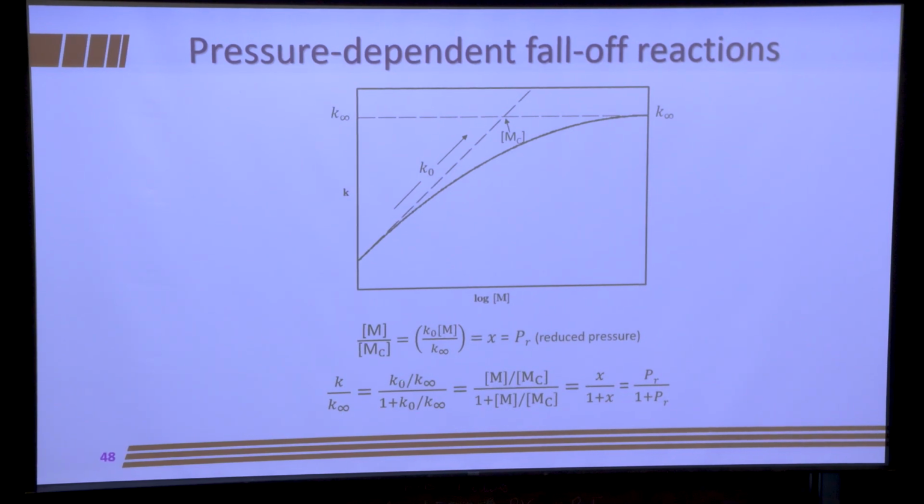That's equal to the low pressure rate constant divided by the high pressure limit rate constant, divided by 1 plus K0 over K infinity. And that's equal to the concentration of M divided by the critical concentration of M, all over 1 plus M over Mc. So that we can say is equal to x all over 1 plus x, or we write it as equal to the reduced pressure divided by 1 plus the reduced pressure.